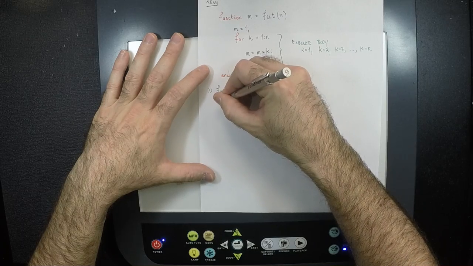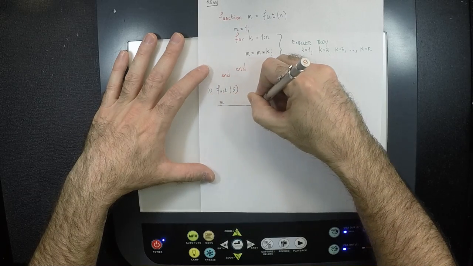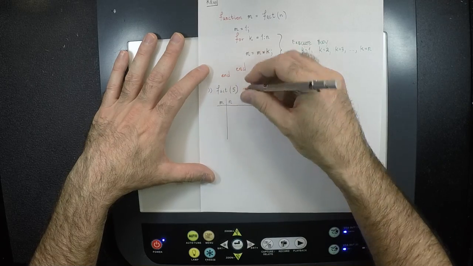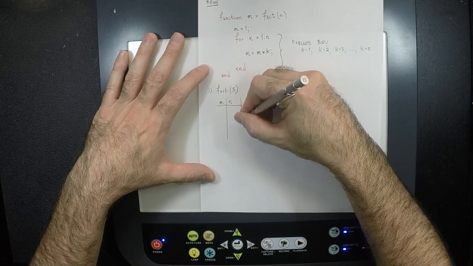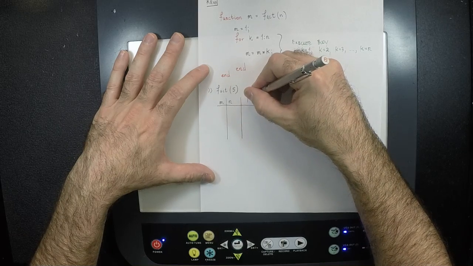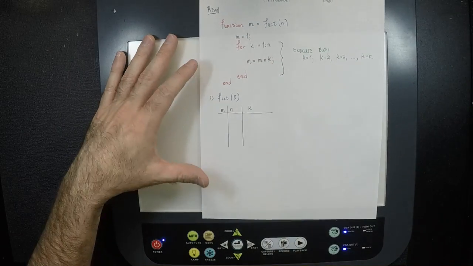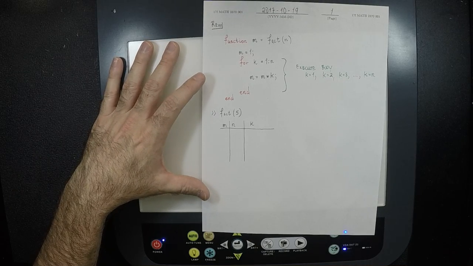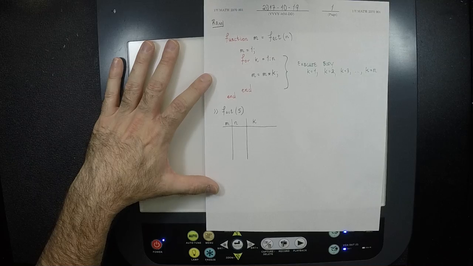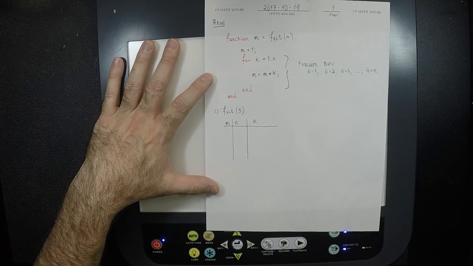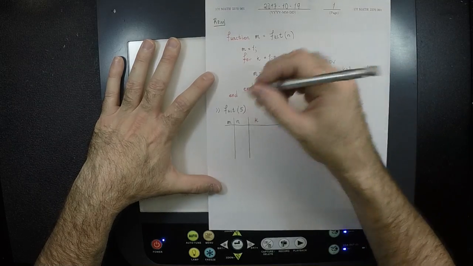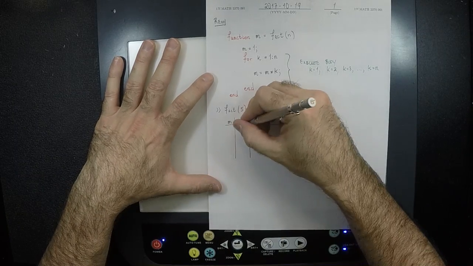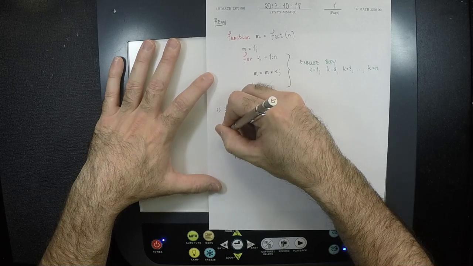So m, n, and k. Okay. So when the function enters, we only know one of the values. What value is it that we know? We know n. And what is the specific value of n? It's 5. Okay.